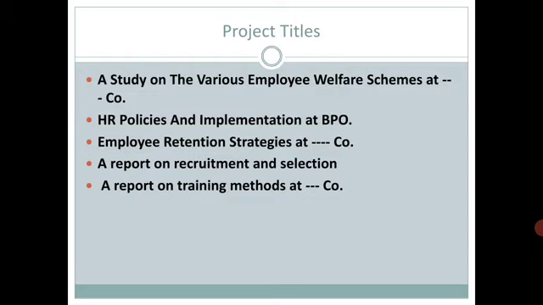Then a report on training methods at dash dash company. What you are required to do? Yes, what are the different training methods adopted across the industries? You are required to mention this.